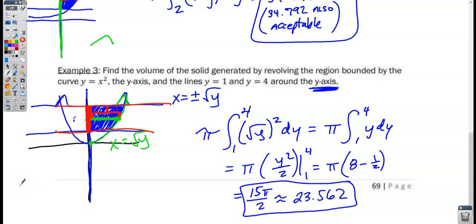All right, see you all next time when we go into section, oh gosh, I've lost track of what section we're on, section 810, where we're going to do a little bit more with volume using the disc method.